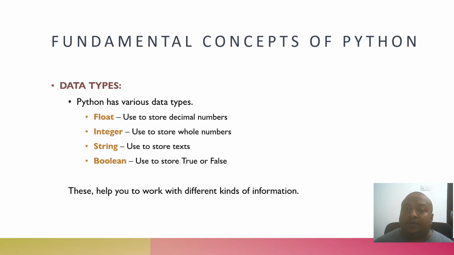Next, we learn about data types. Python has various data types such as floats, used to store decimal numbers; integer, used to store whole numbers; strings, used to store text; and boolean, used to store true or false. This helps you to work with different kinds of information. We'll learn more about data types later in this series.